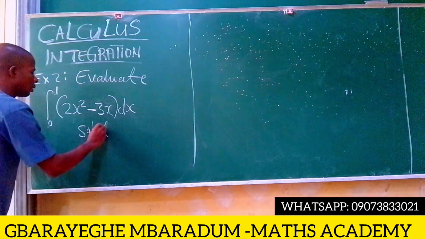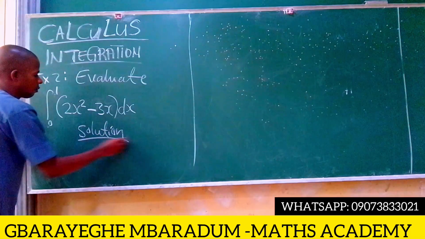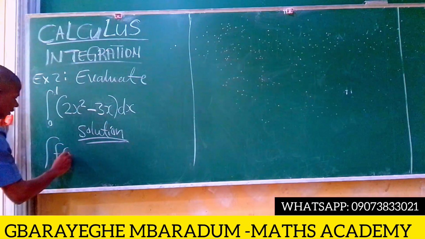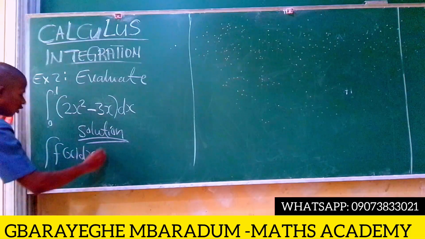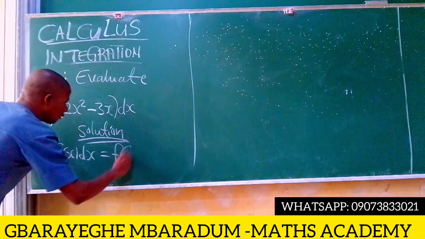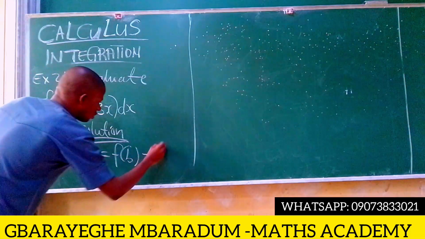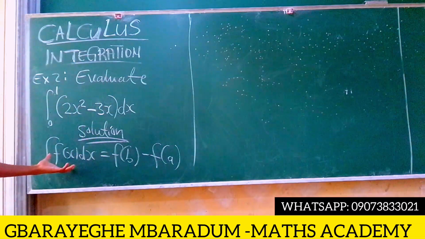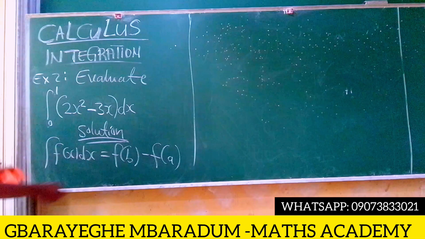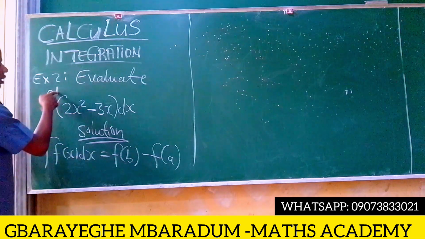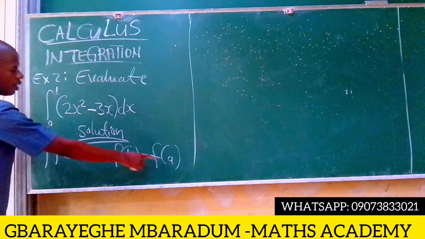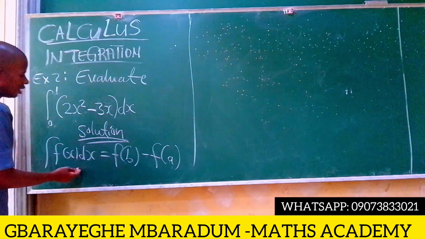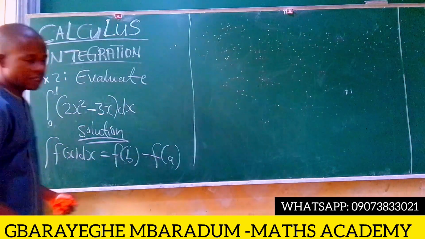Solution. Always remember this formula: the integral of f of x dx is equal to f of b minus f of a. After we integrate the function, we substitute the upper bound into the function, then we subtract by substituting the lower bound into the function that I've already integrated. That is what this formula means. Now look at how to apply it.